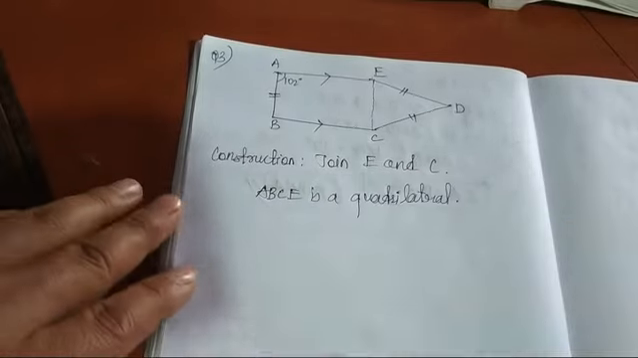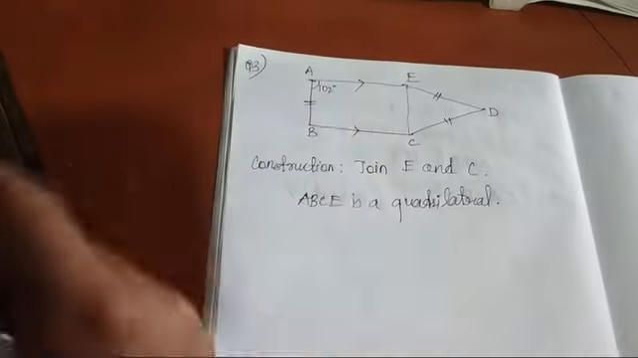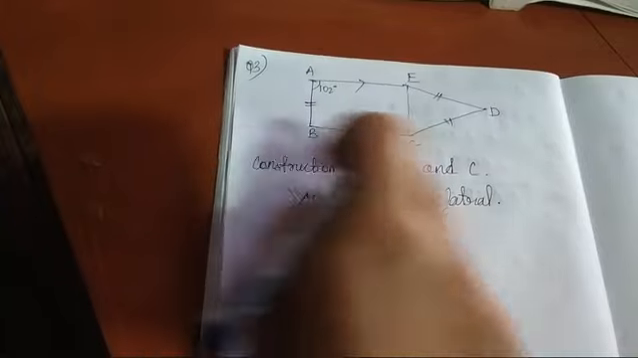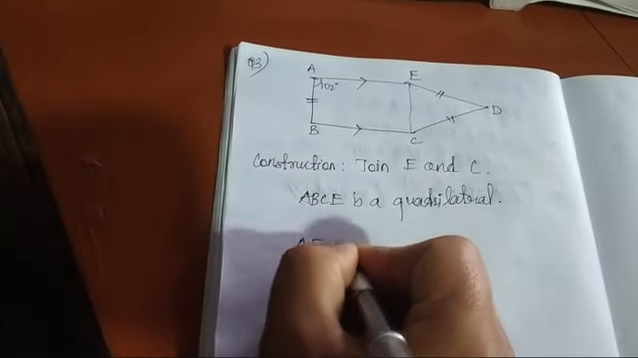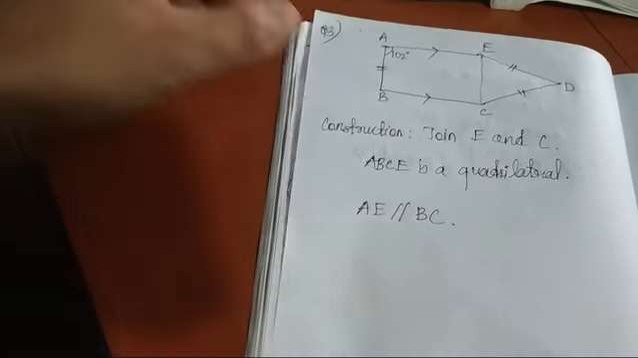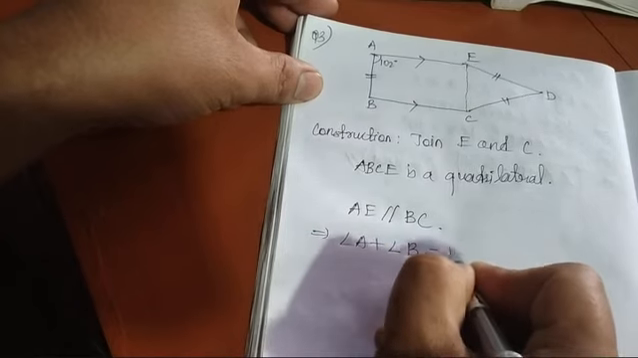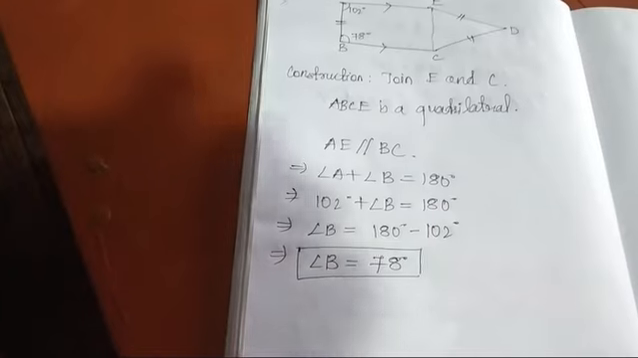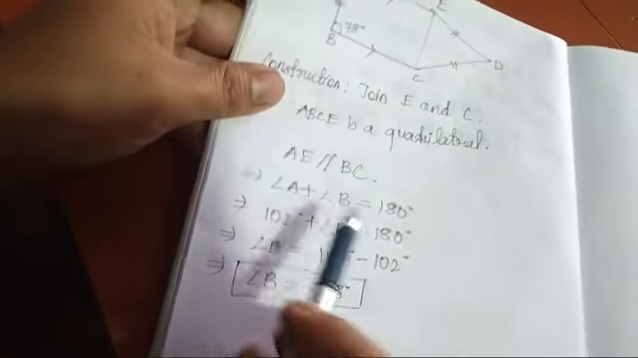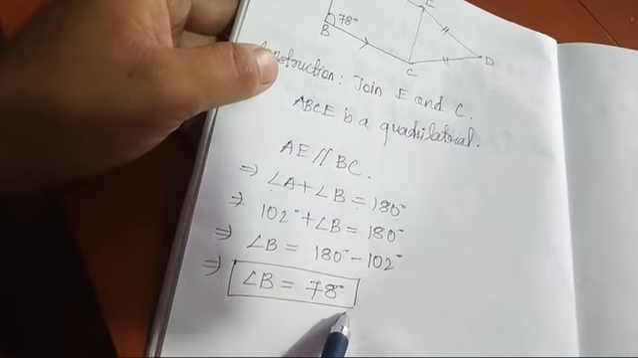Another thing I know is that AE is parallel with BC. AE parallel with BC. So in the same way, angle A plus angle B has to be equal to 180 degrees. Let me complete and I will show you. Therefore, AE is parallel to BC, angle A plus angle B is 180. Put the value for angle A, so I get the value for angle B here, which is 78 degrees.